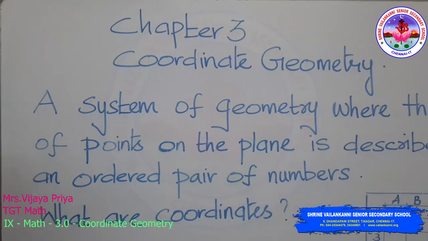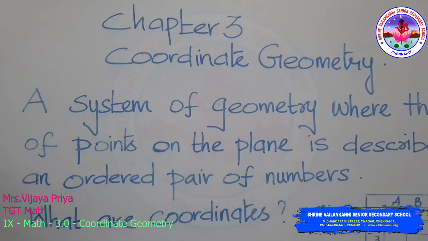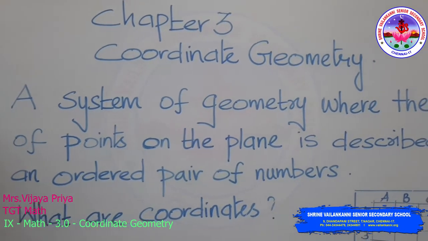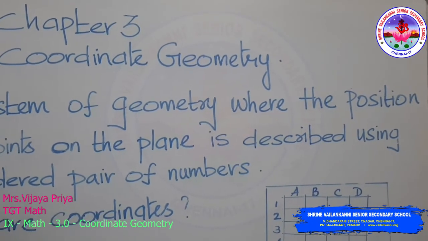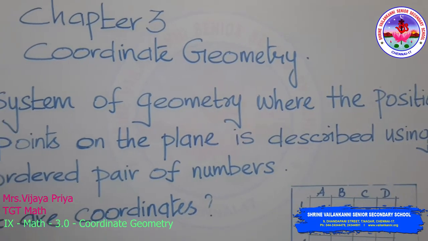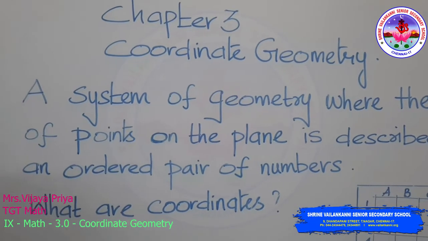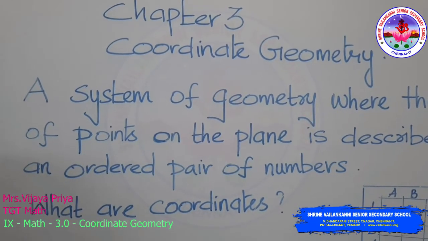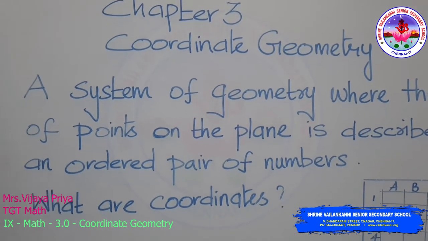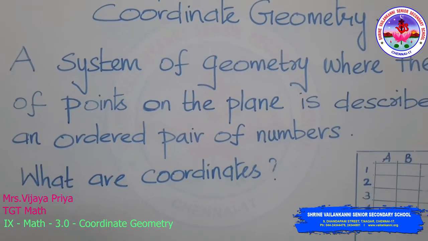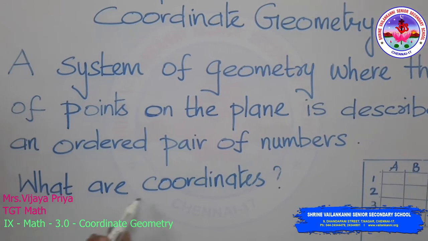We will see the general definition for coordinate geometry: a system of geometry where the positions of points on the plane are described using an ordered pair of numbers. So we are just going to see the basic concept of this coordinate geometry. Let us start with the coordinates.